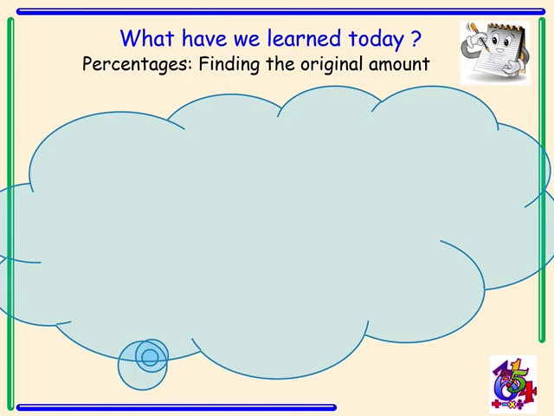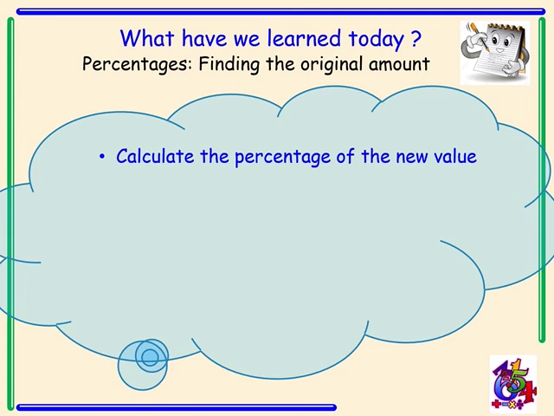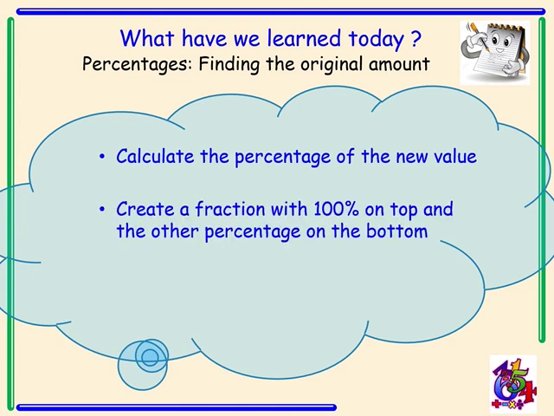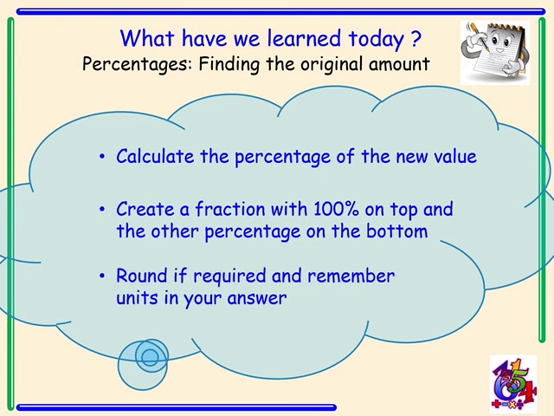So what have we learned today? Today we've learned about percentages working backwards and going back to find our original amount. To do this, we must calculate the percentage of the new value. So what percentage is the value now? Create a fraction with 100% on top and the other percentage on the bottom. And remember to round your answer and have units as well.